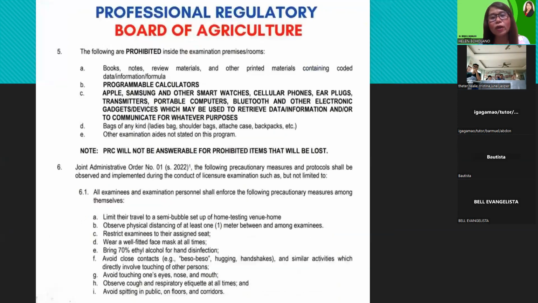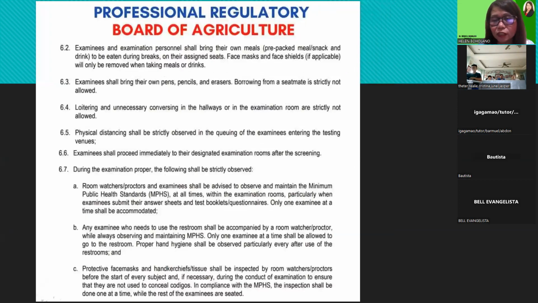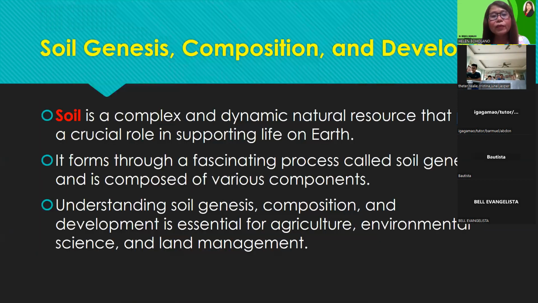Again, this is one way for you to motivate yourselves to study. Why? I am not an agriculture major, but I take time to read. So this is the thought that we can also read so that we will also be able to understand and learn a lot. And of course, you will top or pass the licensure exam.